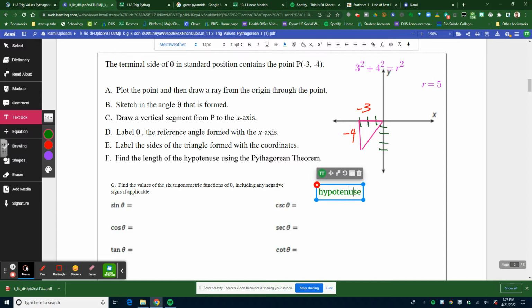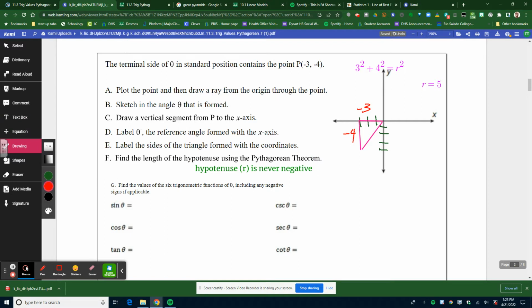hypotenuse will never be negative, so we're going to put a little R, never negative, okay? The other two can be negative because it depends on where we're going in the quadrant. Okay? And let's just put that around here. All right. So now we've established that is 5.